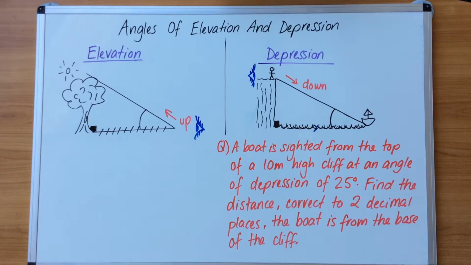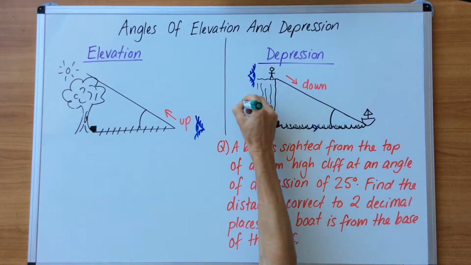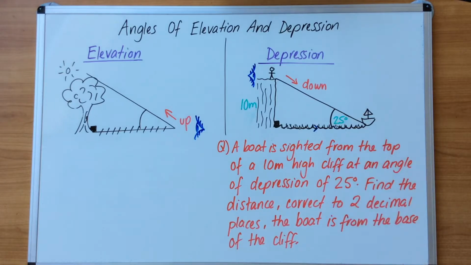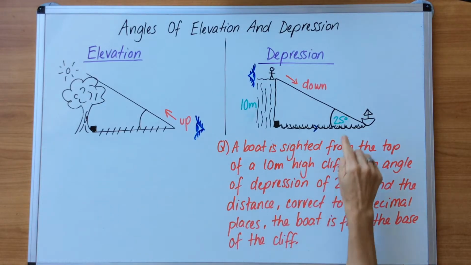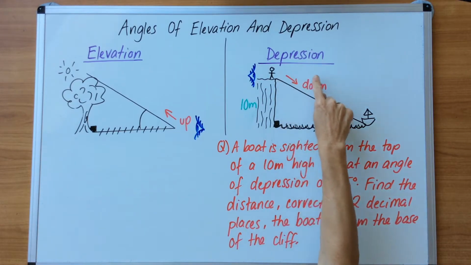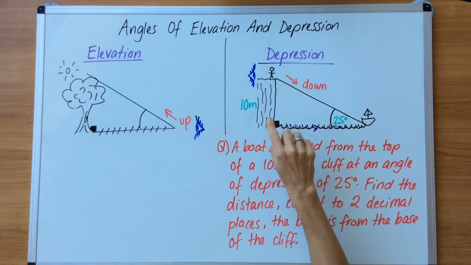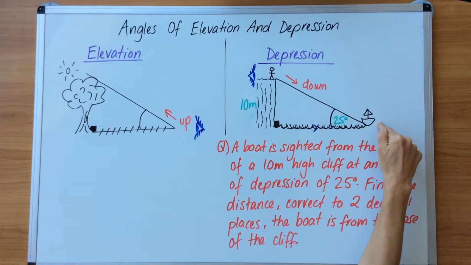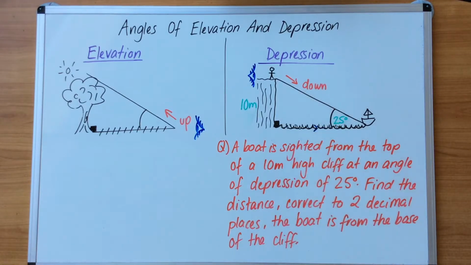We are now going to focus on angles of depression. The question says, a boat is sighted from the top of a 10-meter high cliff at an angle of depression of 25 degrees. So we know it's a 10-meter cliff and it's a 25-degree angle of depression. The reason I draw it in here and not at the top is because we fit it inside the triangle. We need to remember this is an alternate angle. From here, the person looks down and sights the boat, and these are alternate angles, which means that they are equal.